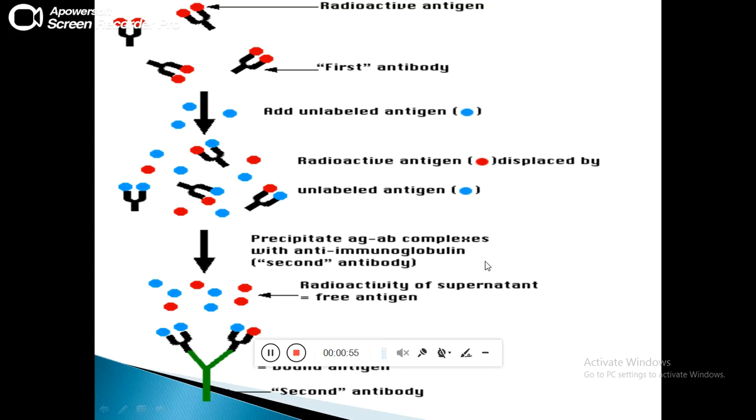Now the chamber is washed after incubation is over. The supernatant is collected and subjected to the measurement of radioactivity. Now if the concentration of the radio-labeled isotopes in the supernatant is more, that means more radio-labeled antigen is displaced from the binding sites, and more unlabeled antigen is present in the sample. This determines the whole process of the radioactivity.